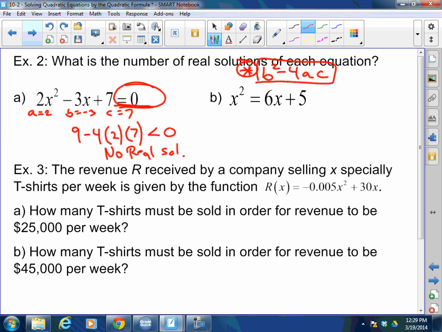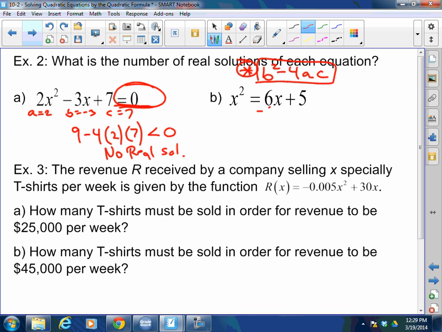You got to put it into standard form, though, always. This is already in standard form, and I plugged it in. 9 minus 56 is going to be negative 45. No, 49. No, 47. So that's negative, that's less than 0, no real solution.